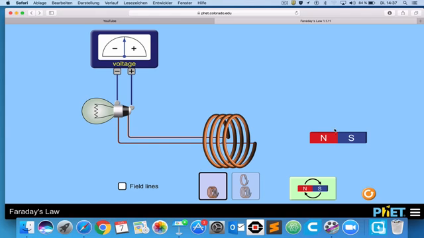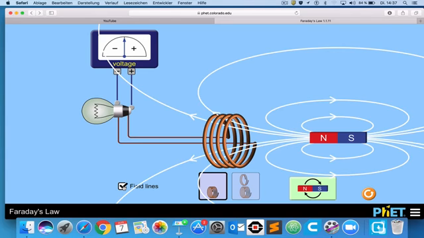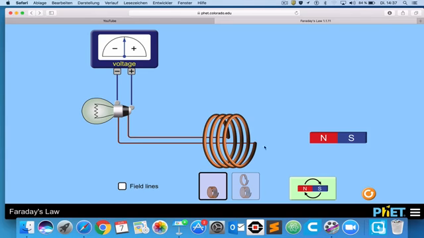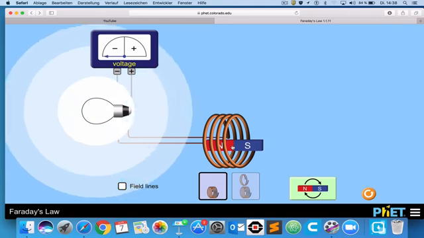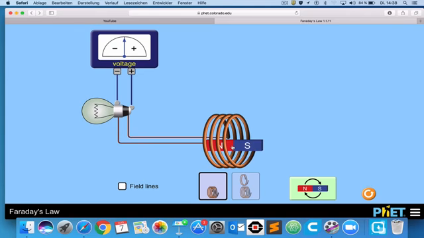Then we have a magnet. And the magnet has magnetic field lines, which I'm going to turn on like that. I can turn them off like that. And you will notice, this is the important thing to notice, when I take the magnet and I move it towards the coil, the light bulb lights. When I move it away from the coil, the light bulb lights. When I move it back towards the coil, the light bulb lights. But when the magnet is standing still, whether it's here or over here or over here, whenever it's not moving, then the light bulb doesn't light.